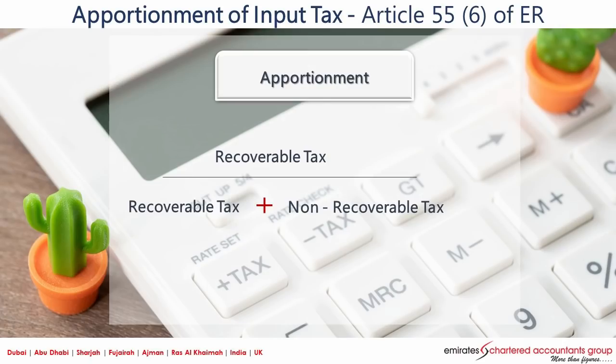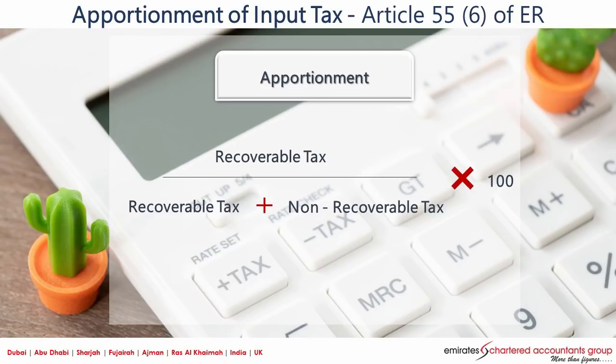to be done in the case of exempted supply as well as taxable supply. The apportionment formula is as shown here: recoverable tax divided by recoverable tax plus non-recoverable tax, and multiply by 100, that is, convert that into a percentage. This is the formula given in the law to make the apportionment of the input tax.